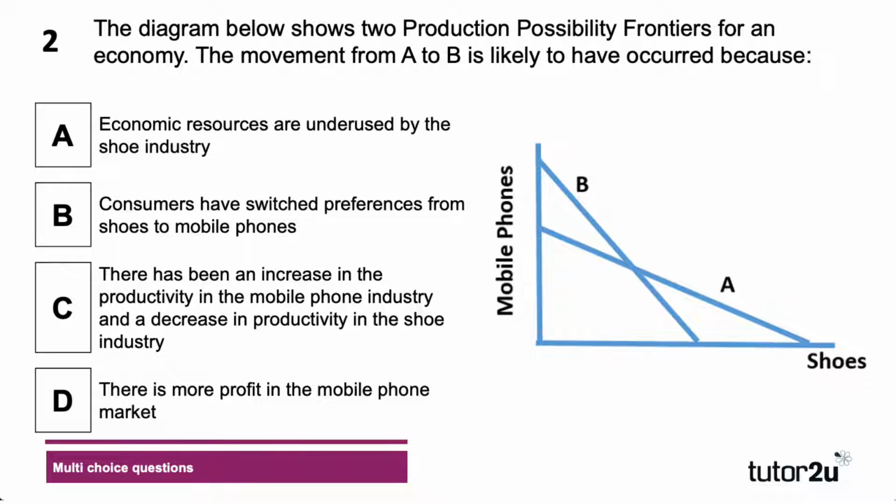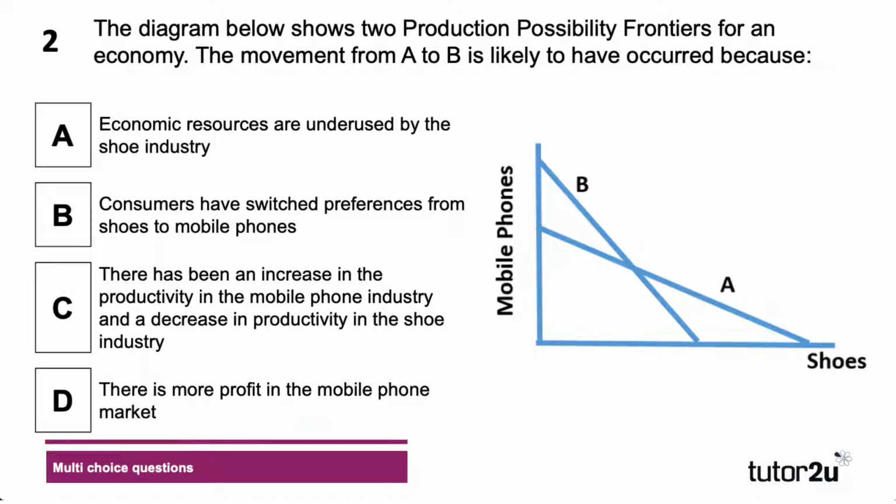We've got another diagram here. Different kind of PPF, the straight line PPF. And this shows two PPFs for an economy, and there's been a change from A to B. Why might that have happened? The movement from A to B for this particular economy is likely to have occurred for which of those four reasons? Okay, so we've got an economy that can make mobile phones or shoes.